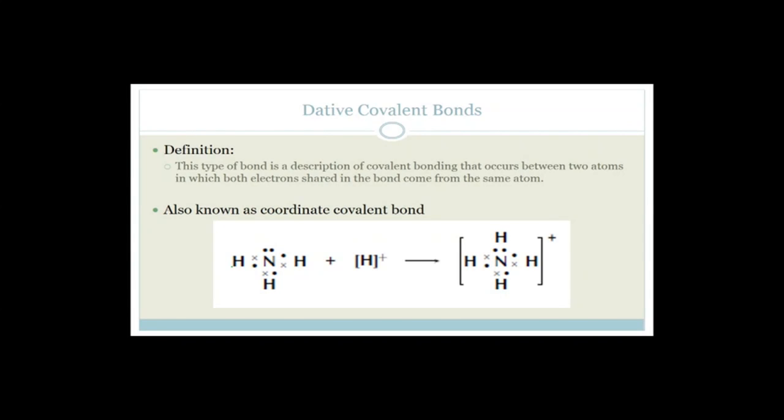So the definition is this type of bond is a description of covalent bonding that occurs between two atoms in which both electrons shared in the bond come from the same atom. It's also called coordinate covalent bonding. So let's say, for example, you've got ammonia. Ammonia has nitrogen and hydrogen, with a shared paired electron, shared paired electron, shared paired electron. Now do you see over here there's this unshared pair of electrons?